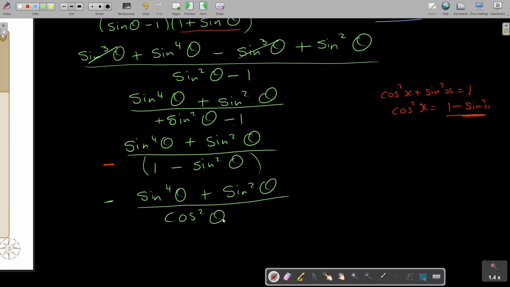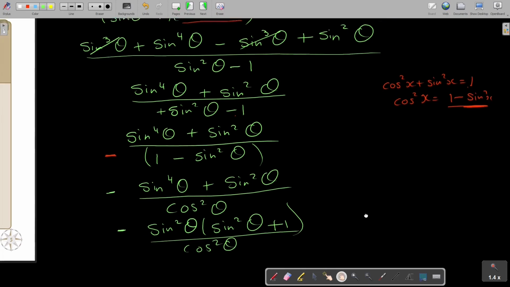Okay, and now I can break it up. I can say, leave your there. It doesn't matter which of it's in front or not in front, but I can then go, okay, let's just take out sin square theta as a common factor on top. So it's going to be sin square theta plus 1 over cos square theta.